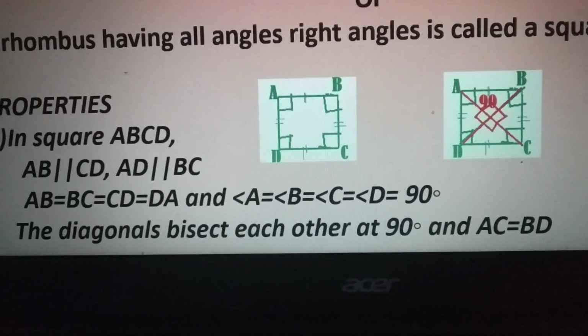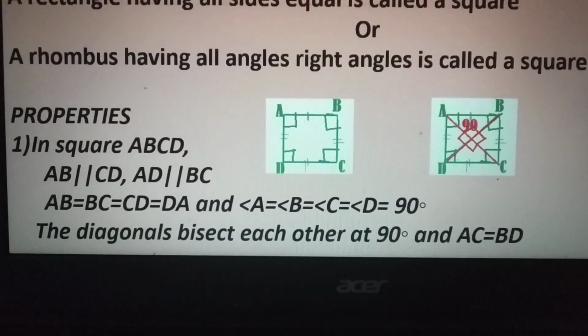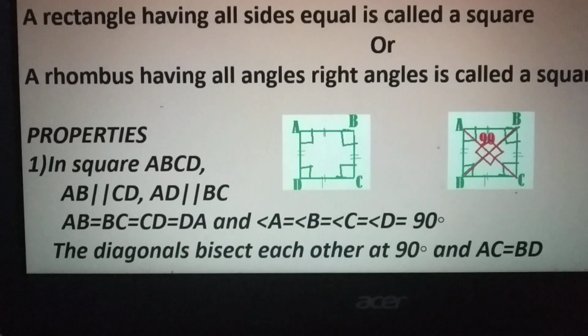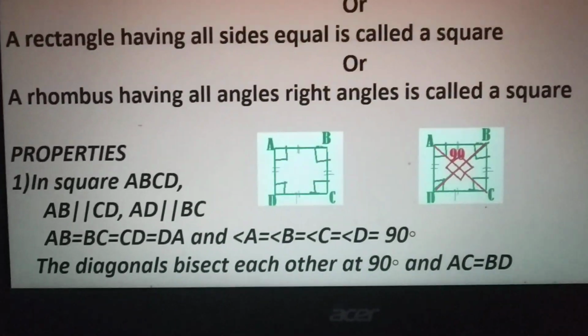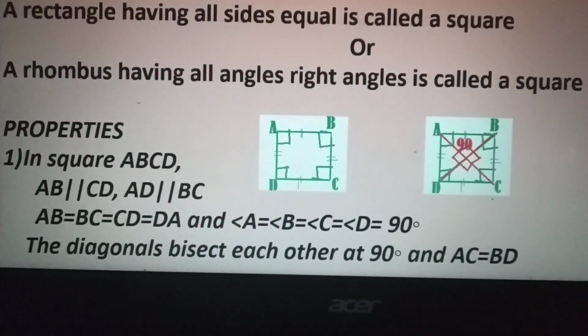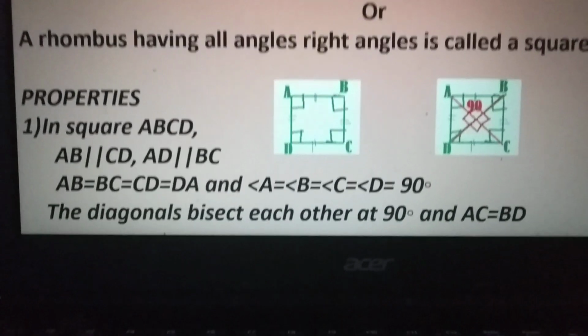In square the diagonals are equal, but in rhombus the diagonals are not equal. Since the rhombus is a tilted figure and square is a straight figure, in square you find the diagonals equal, whereas in rhombus the diagonals are not equal. In both the cases they are bisecting each other at 90 degree. So this property is very useful.